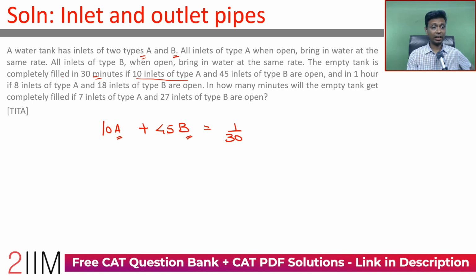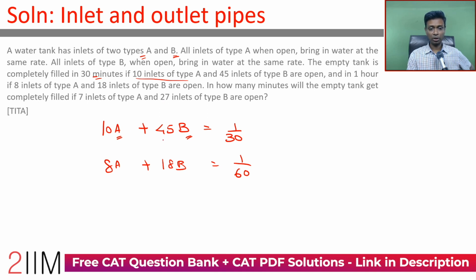And in 1 hour, if 8 inlets of type A and 18 inlets of type B are open, so 8A plus 18B will give us a 1 by 60. And in how many minutes will the empty tank get completely filled if 7 inlets of type A and 27 inlets of type B are open? Let's simplify this, get A and B, plug it in here and get to the answer.